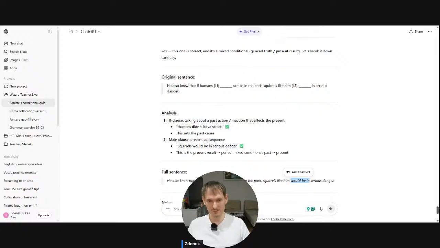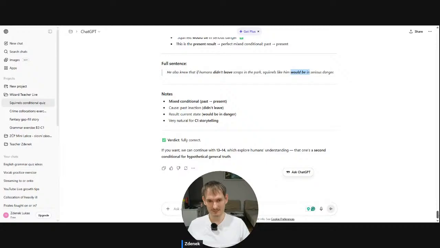I don't think you're right, but it's not mixed conditional. What it is is reported speech. It's more like reported speech, isn't it?